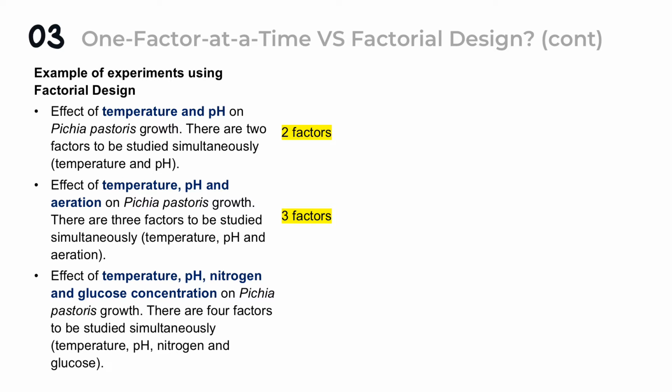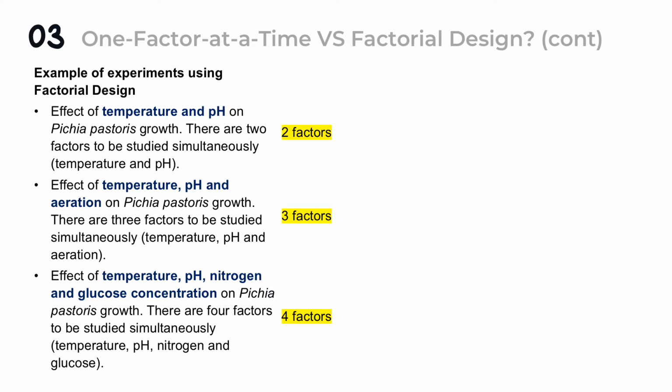And in the third example here, there are four factors, namely temperature, pH, nitrogen, and glucose concentration. The response is still Pichia pastoris growth. So it is called four-way factorial design because it has four factors.